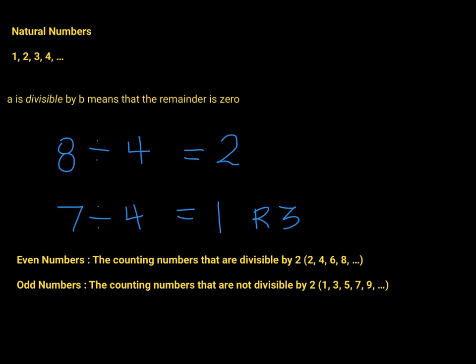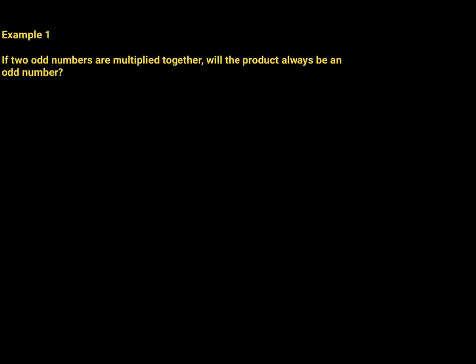Okay, let's get into our first official example that shows inductive reasoning, also called induction. Check this out. If 2 odd numbers are multiplied together, will the product always be an odd number? To answer this question, we're going to look at some specific examples. So let's choose some numbers to multiply together and see what happens.